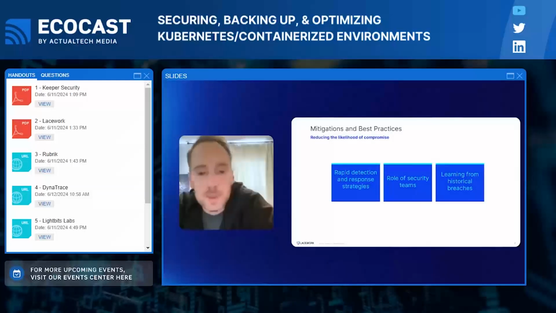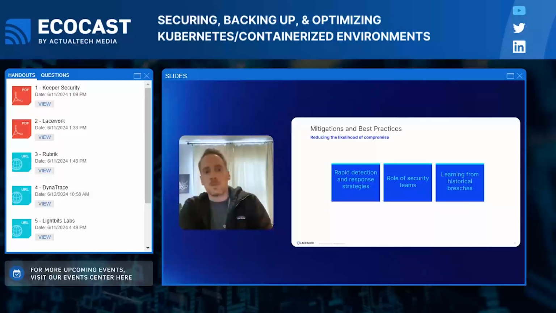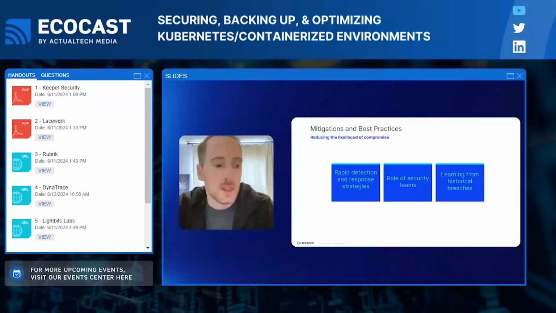Okay, so now that I've given you a couple of different examples, let's talk about mitigations. So the first one is rapid detection and response strategies. The common theme I see a lot in the cloud today, and saw in enterprise networks in the earlier days, is a misconception that we can drive our risk down to zero.